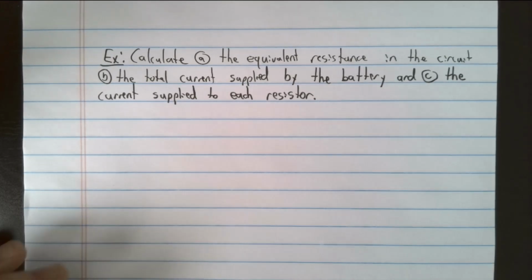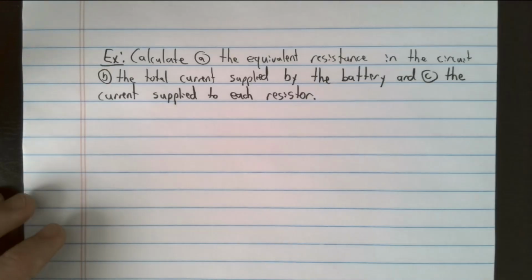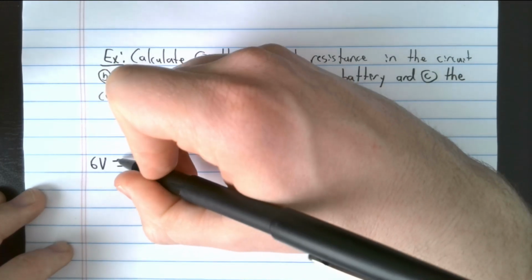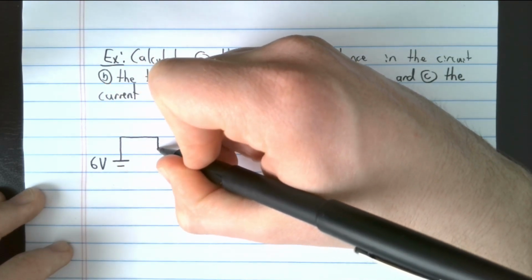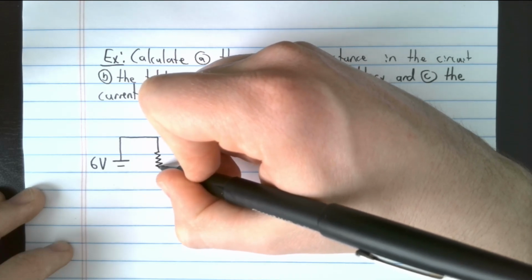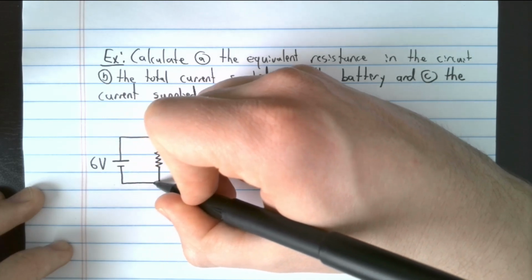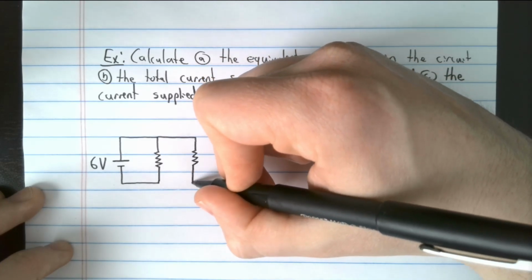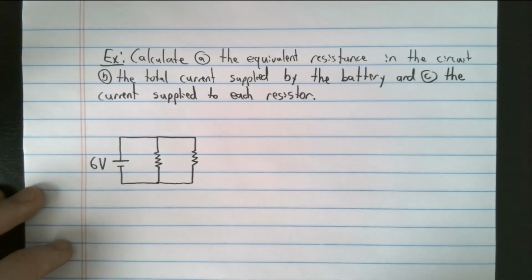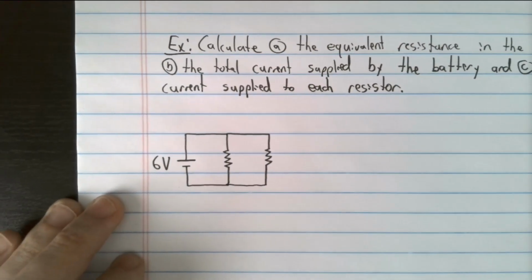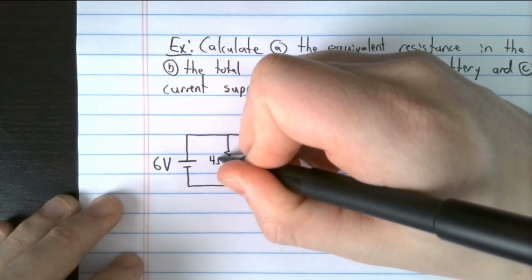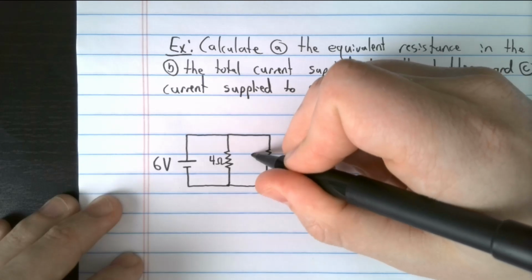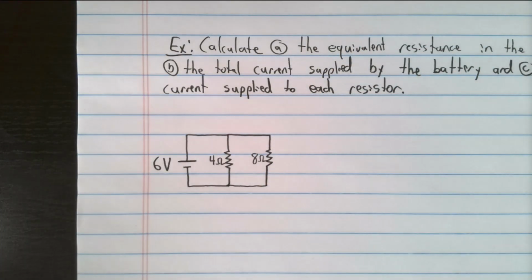So here is the drawing. This is the shape of it. Let's see if we can make it nice and large. Please draw this picture as well in your notes. I should have gone a little larger here, but that's all right. We have a 6-volt power source, a 4-ohm speaker, and an 8-ohm speaker or resistor.